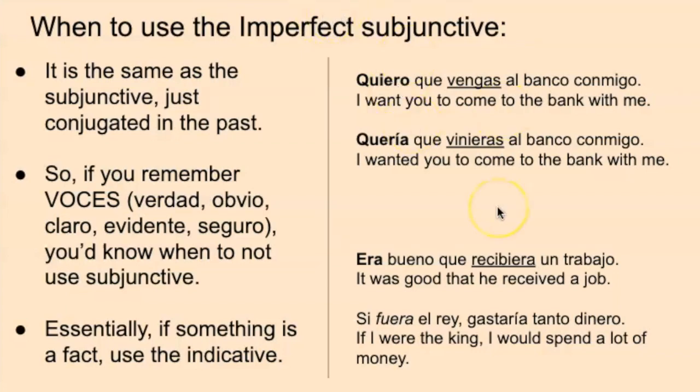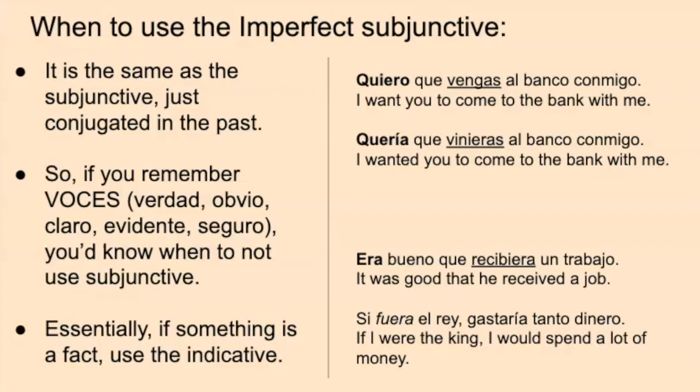Here are just some examples of the imperfect subjunctive. So I have it in the present subjunctive, then the imperfect one. So at the top, I said, quiero que vengas al banco conmigo. I want you to come to the bank with me, versus quería que vinieras al banco conmigo. So one, I want you to, and one was I wanted. It's in the past, it's done. That's why you use the imperfect.